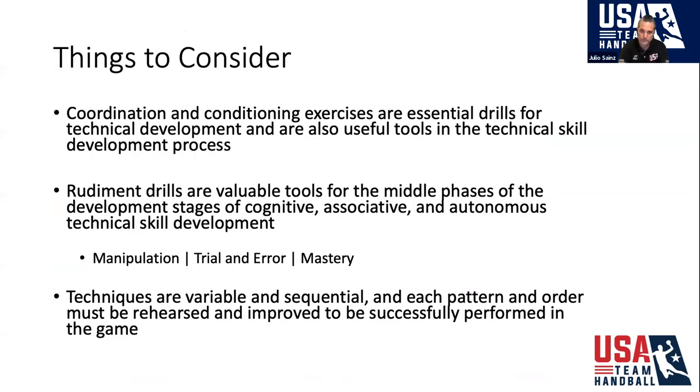And that's where we're going to end this right here with things to consider. Remember, coordination and conditioning exercises are essential tools for technical development and are useful tools in the technical skill development process. Rudiment drills are valuable tools for the middle phases of the development stages of cognitive, associative, and autonomous technical skill development. Remember, coming back, the player has control of manipulation, trial and error, and mastery. You can't force them to do it. It's inside of them. Techniques are variable and sequential, and each pattern and order must be rehearsed and improved to be successfully performed in the game, which we're going to get to in our next lecture, which I'm going to step away from here and allow Julio to step in.